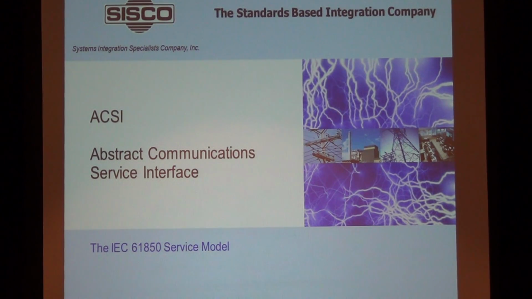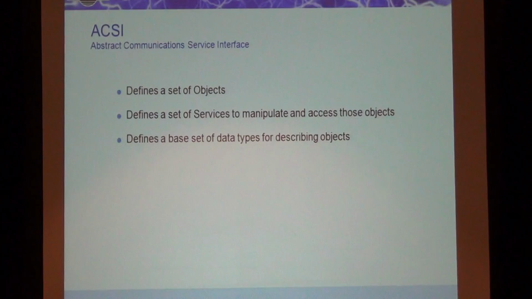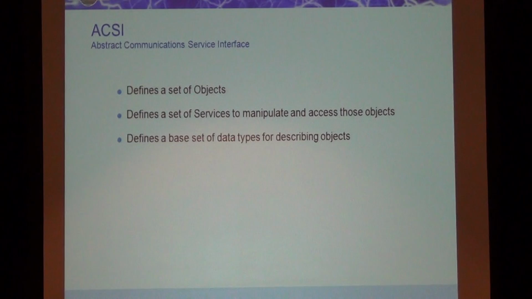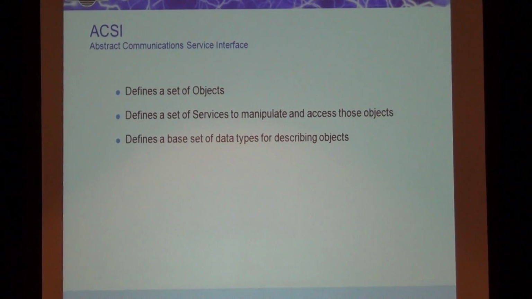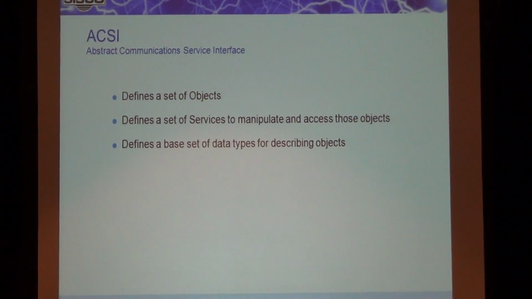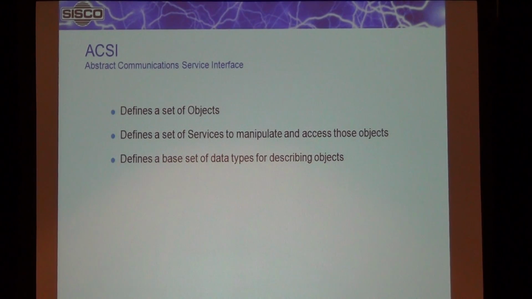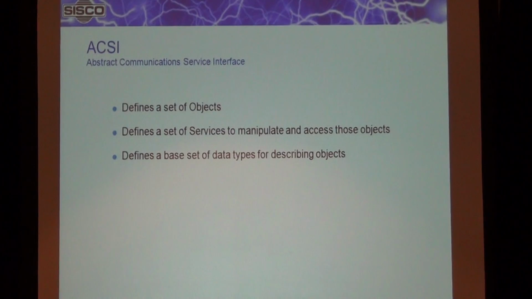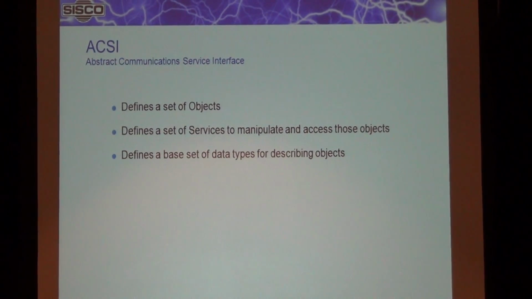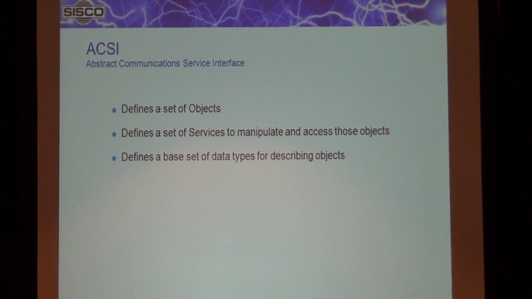Abstract communication service interface. So we kind of saw how the models work. So now we're going to look at how the services work. How do you access the data in these models? ACSI stands for Abstract Communication Service Interface, and it's a way of abstractly looking at a device and saying how things like reports and controls and polling functions work, and providing a model for how clients interact with servers.